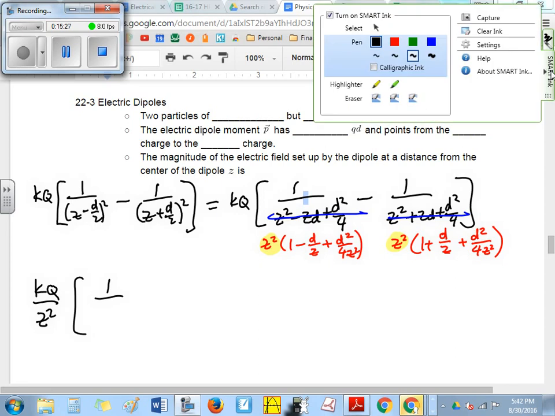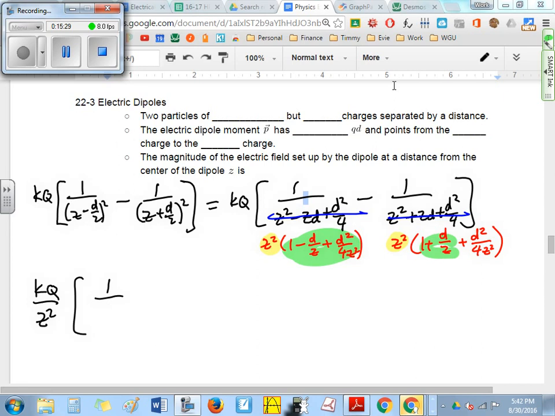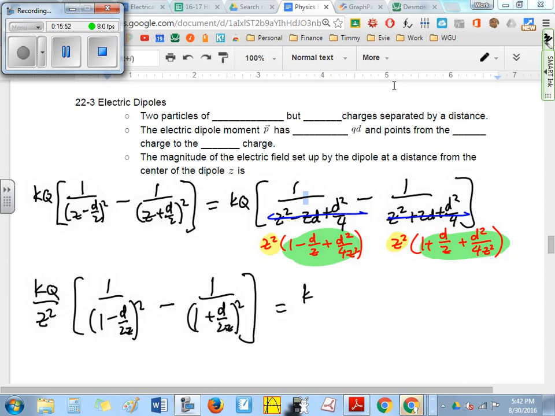So basically I have these green things, these horrible green things, that one and that one. But those are both perfect square trinomials. Took me a minute to see that. This one is just 1 minus D over 2Z quantity squared, and this next one is 1 over 1 plus D over 2Z quantity squared. And then I'm going to combine these into one fraction.